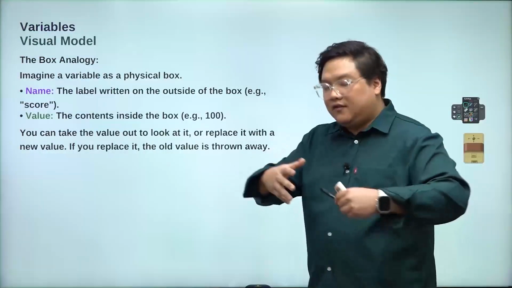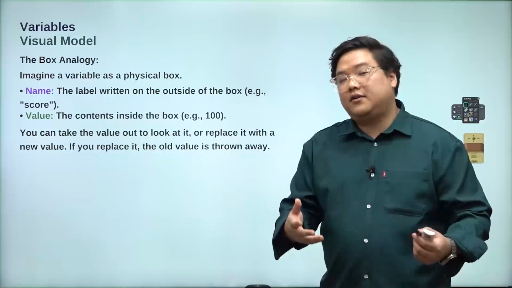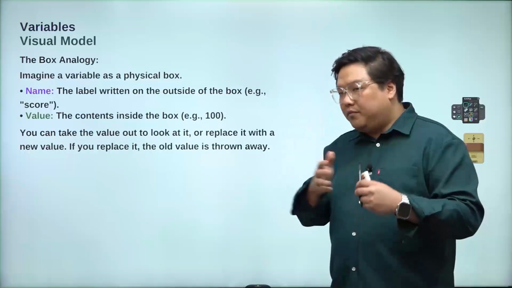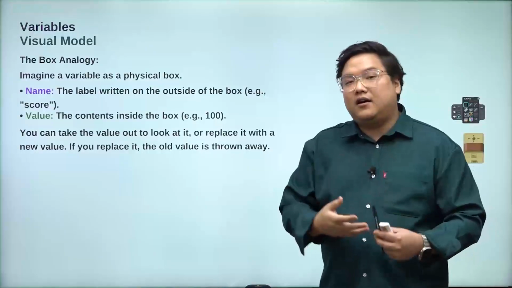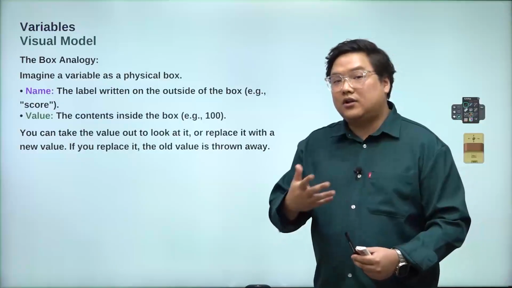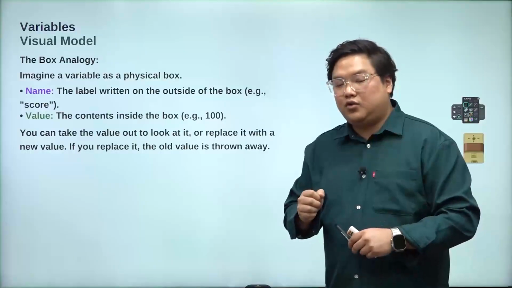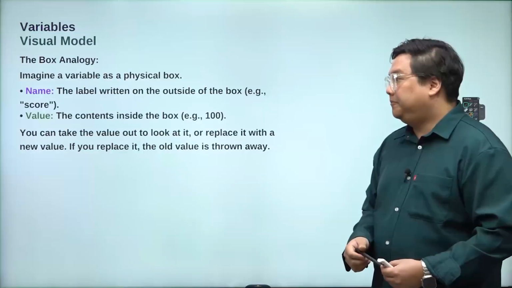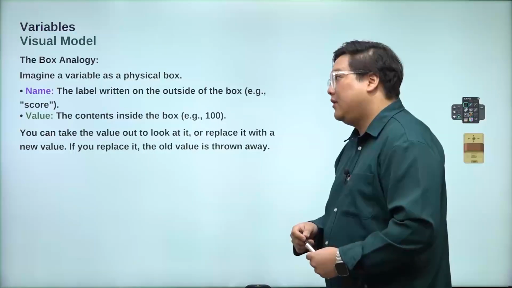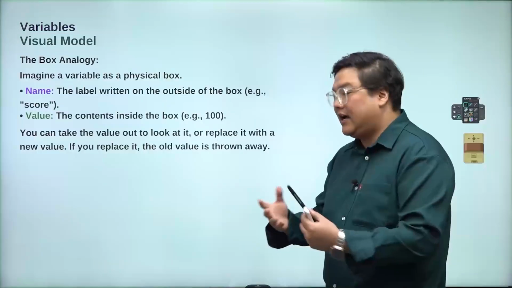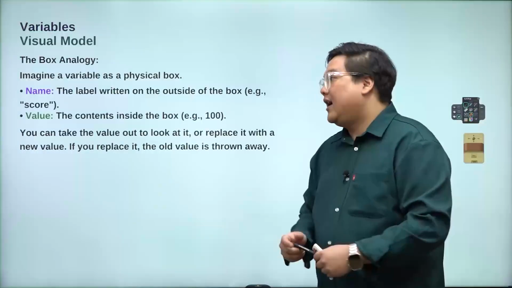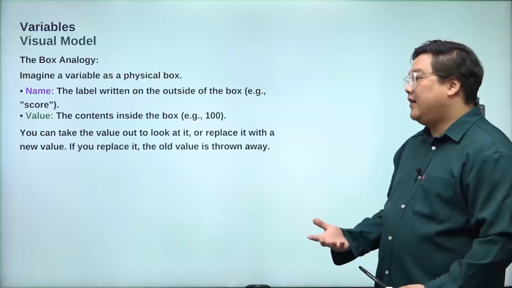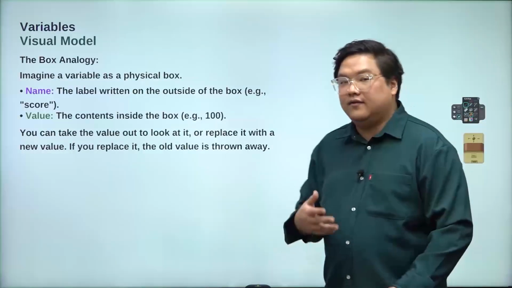So imagine a variable like a physical box. A variable is going to be a little bit different from the math variable, where it would be unknown values. But here, think of a variable as a container that will hold certain values. And if we want to switch out the values inside the container, yeah, we can switch it out too, right? So the name of the variable would be the label written outside of the box, so what container is it, and the value would be the contents that go inside the box, okay? So you can take the value out to look at it or replace it with a new value.